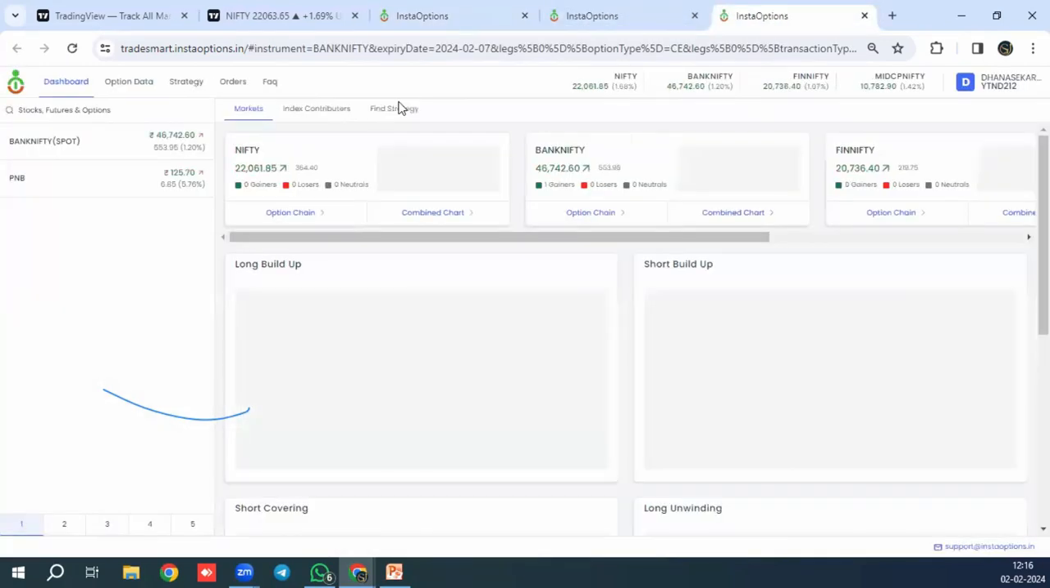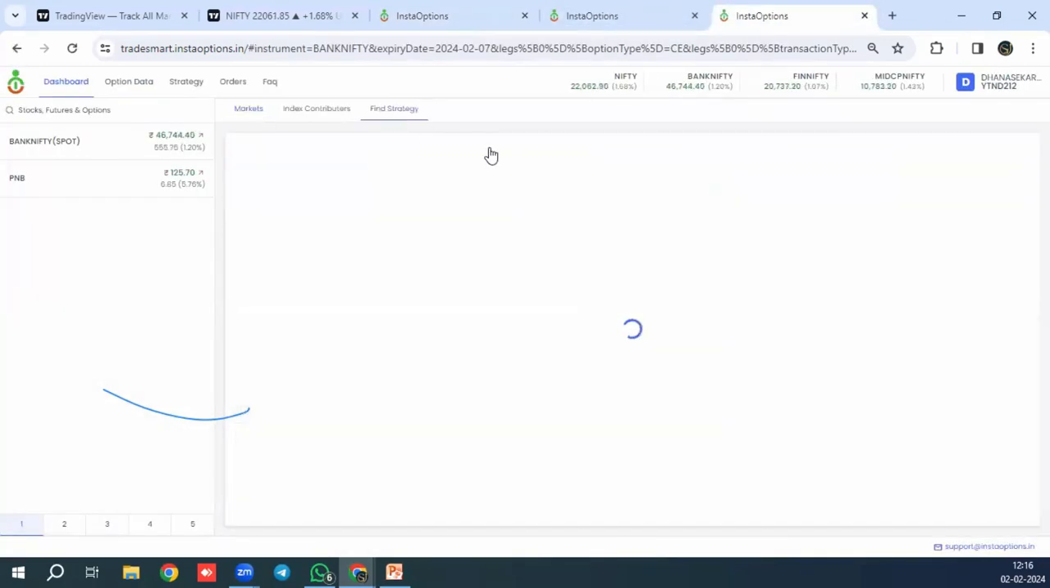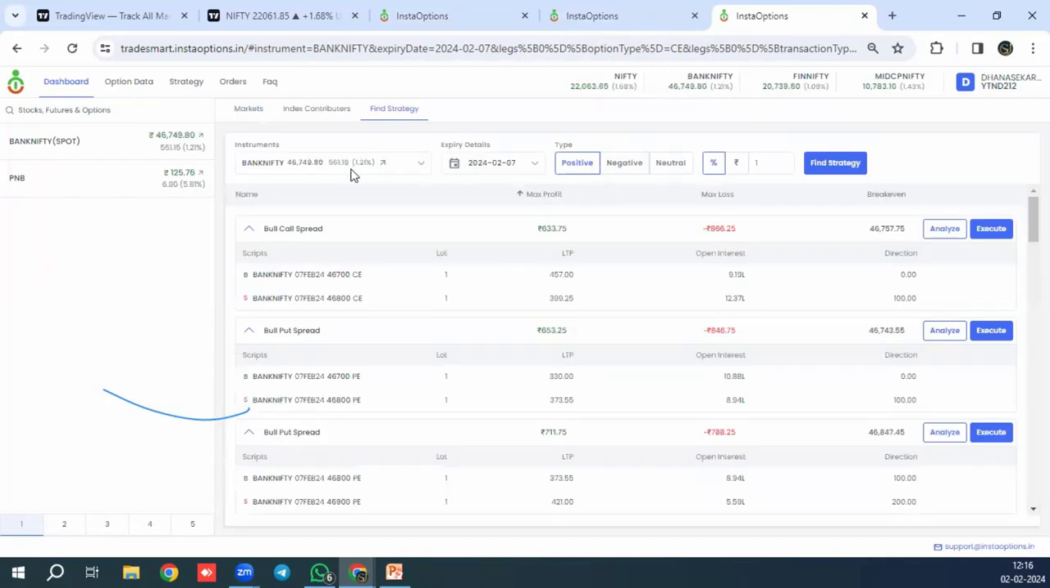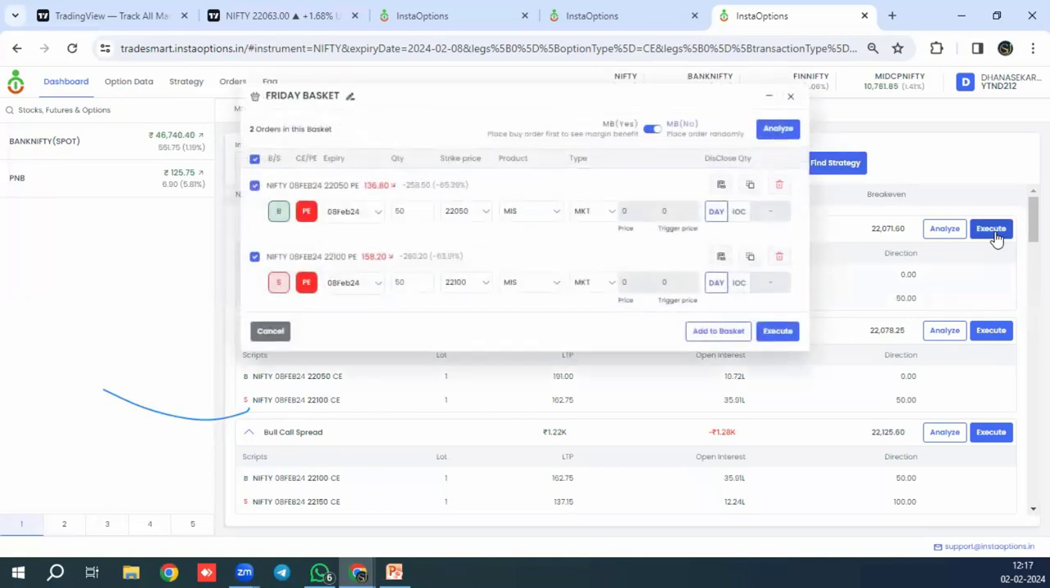here we can see find strategy. You can go there and our view is positive now. And in Nifty, if we are positive, then we can go to find strategies and we can go and execute the trade. So execution is as simple as that.